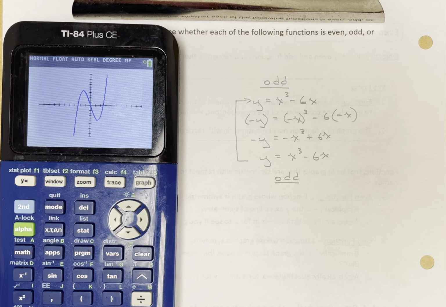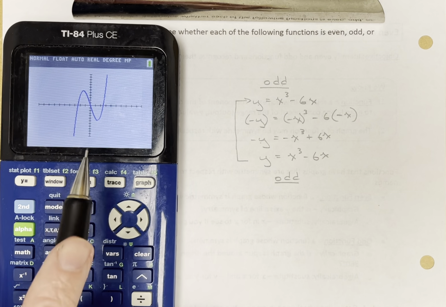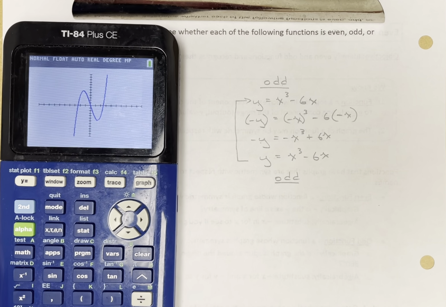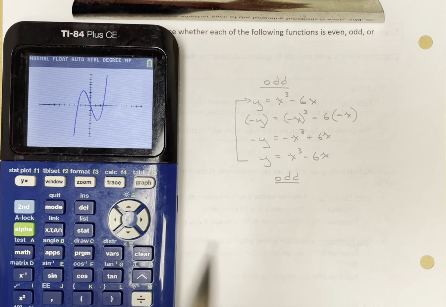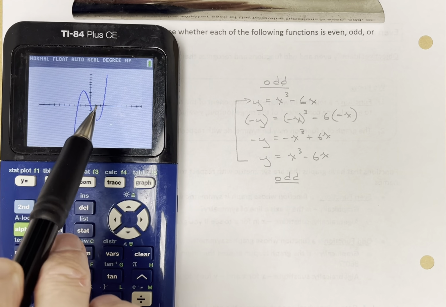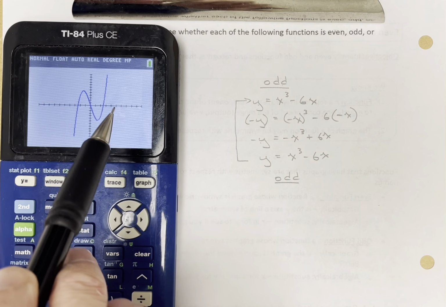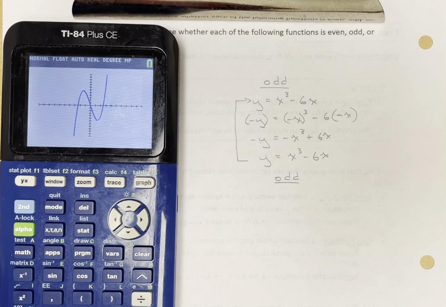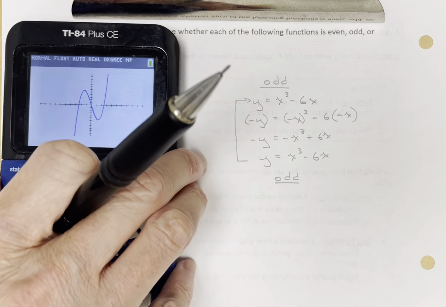And you can certainly see it is not even. The y-axis is not a line of symmetry. It is definitely odd. If I put a pin at the origin and I spin it, it lands back on itself in 180 degrees, half a circle as opposed to a full circle. So this is an odd function.